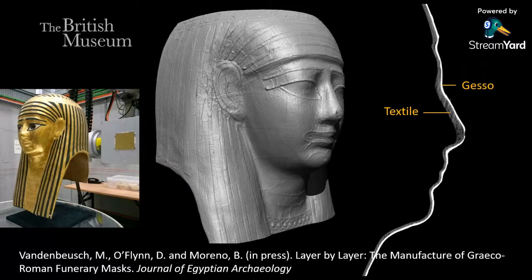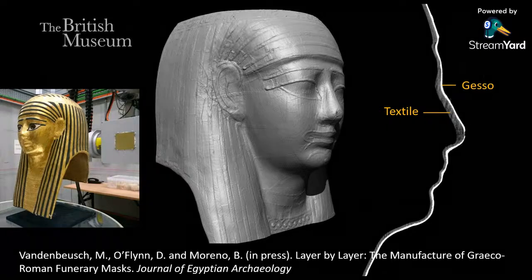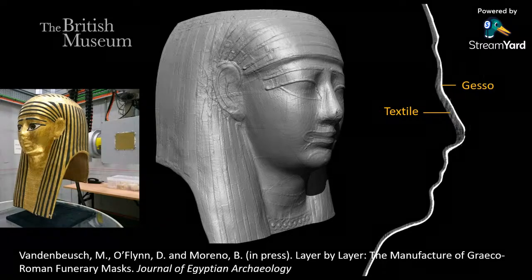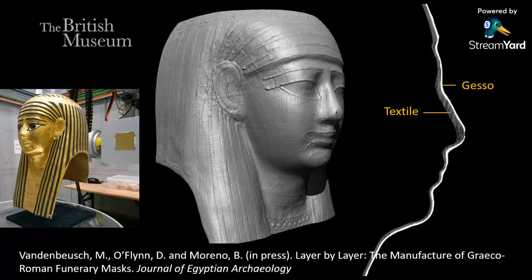What you can see is that the darker gray part is the textile layer, the cartonnage layer, and the brighter bit on the outside is a material called gesso, which is a binding material mixed with chalk or gypsum or a pigment of some sort. And you can see on this cross section that the textile layer is thicker at the nose. This is probably a deliberate reinforcement of the fragile area of the mask where the nose was.